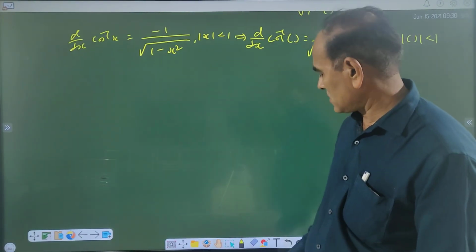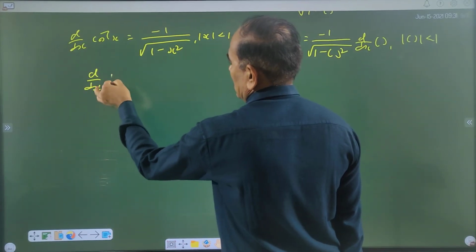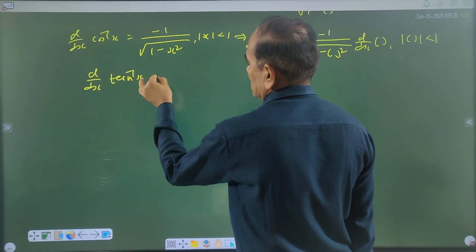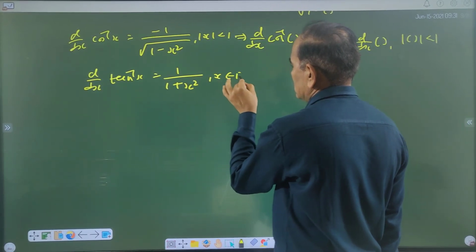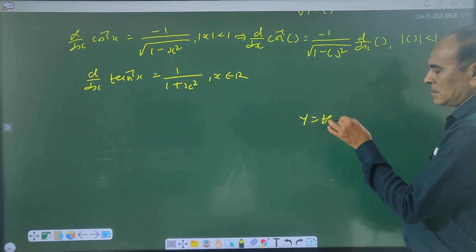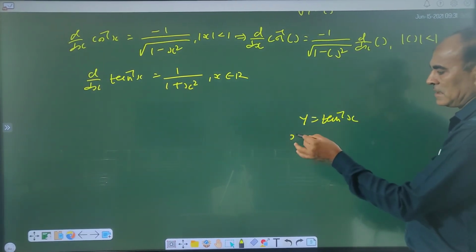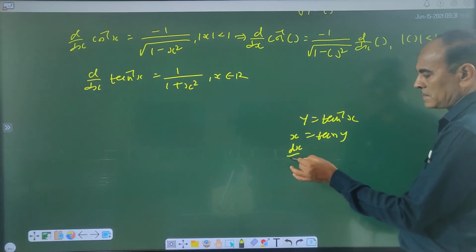Then tan inverse: d by dx of tan inverse x is 1 upon 1 plus x square, x belongs to R. If I take y is equal to tan inverse x, what do we get? x is equal to tan y. What is dx by dy?